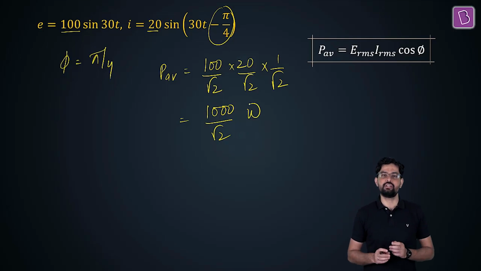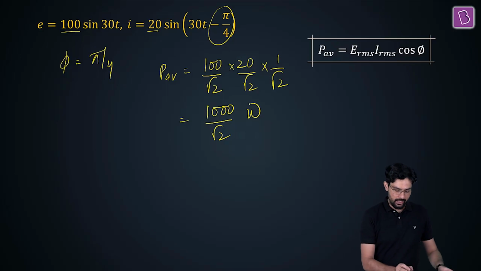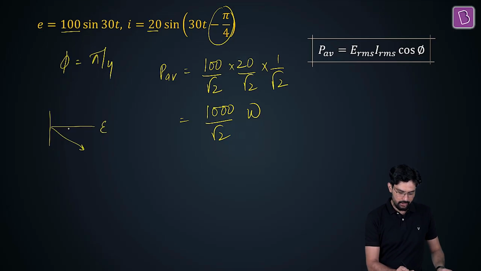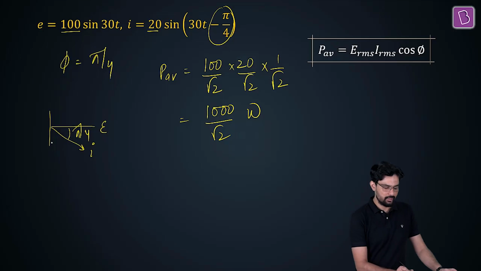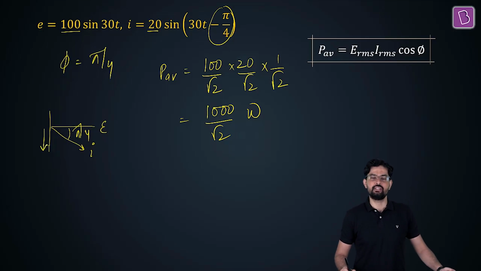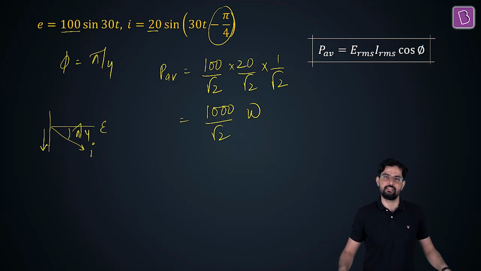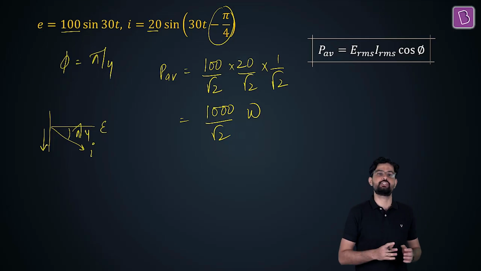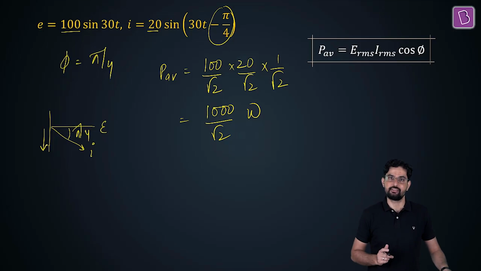Now, how will you find out the wattless current in the circuit? Let's see the phase diagram. In the phase diagram, the current lags behind by a phase factor of pi by 4. And can you see that the component of the current which has the phase factor pi by 2 with the applied EMF is going to be the wattless current, just like in the case of a purely capacitive circuit or purely inductive circuit.